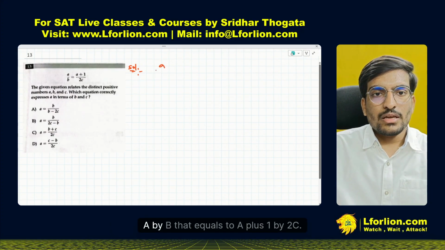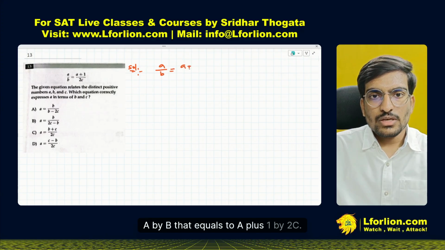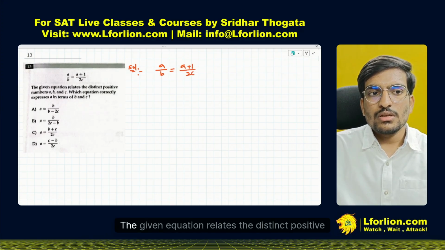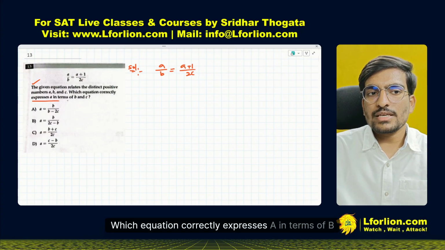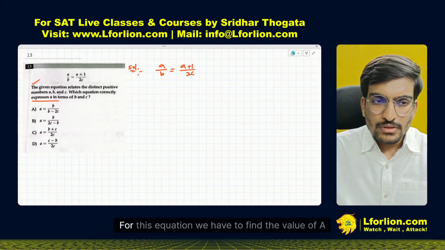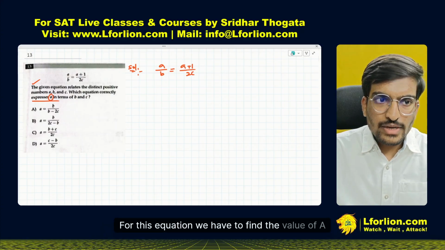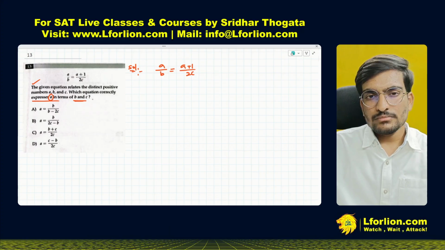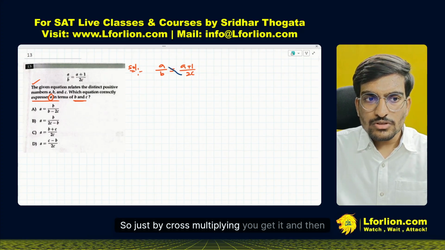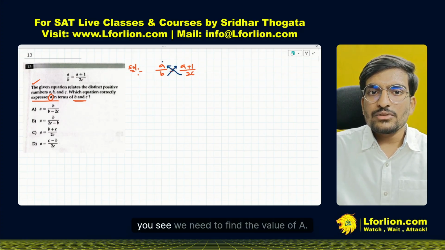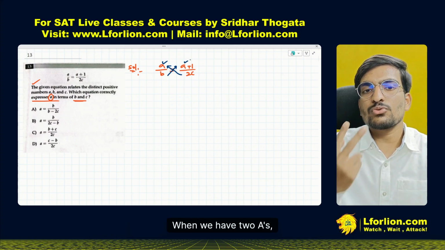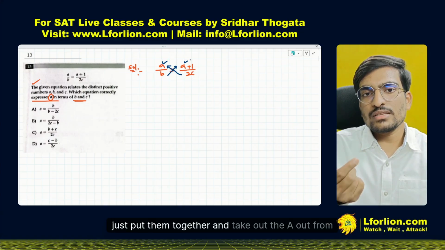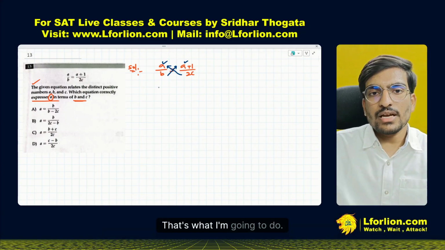Question 30, a by b equals a plus 1 by 2c. The given equation relates the distinct positive numbers a, b, c. Which equation correctly expresses a in terms of b and c? For this equation, we have to find the value of a in terms of b and c. So just by cross multiplying, you get it. Then you see we need to find the value of a, but we have two a's in the equation. When we have two a's, just put them together and take a out from it. That's what I'm going to do.